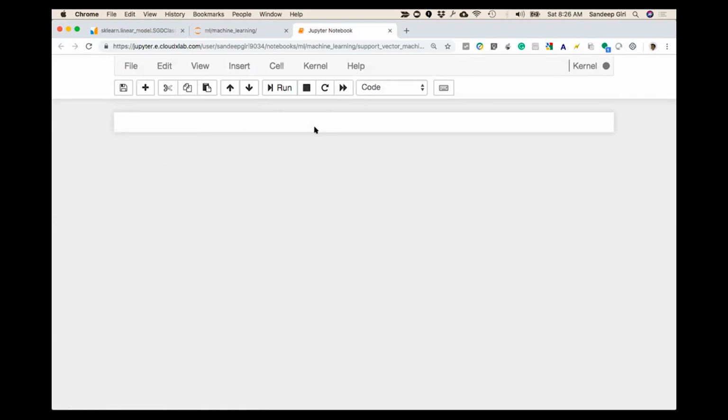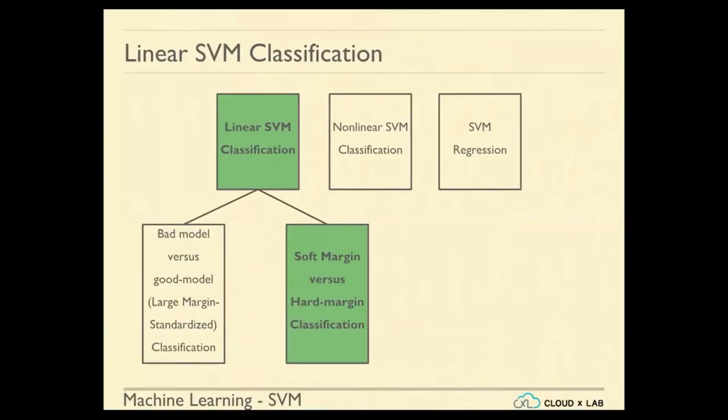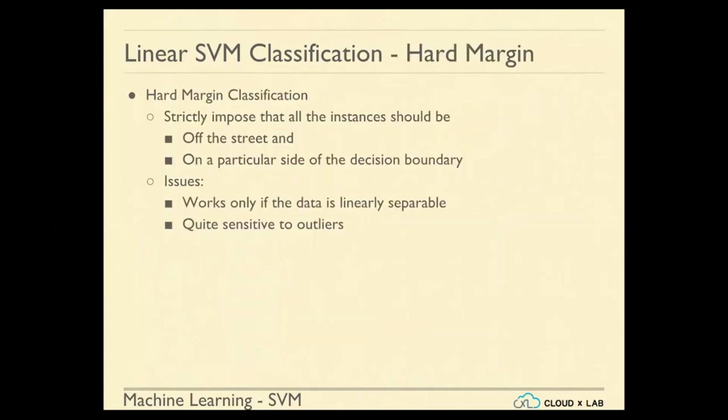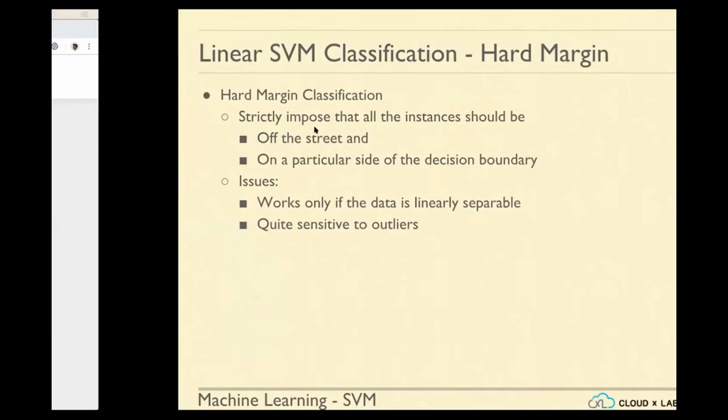Great. Let it open, and if you have questions, just let me know. What we're going to talk about is soft margin versus hard margin classification. Hard margin strictly imposes that all the instances should be off the street and on a particular side of the decision boundary. Issues: it works only if the data is linearly separable and is quite sensitive to outliers.